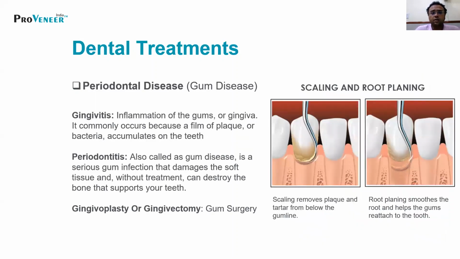Periodontal disease is a gum disease. So gingivitis and periodontitis. Gingivitis means the inflammation of the gums. The teeth are present, and below the teeth, the gums are present.